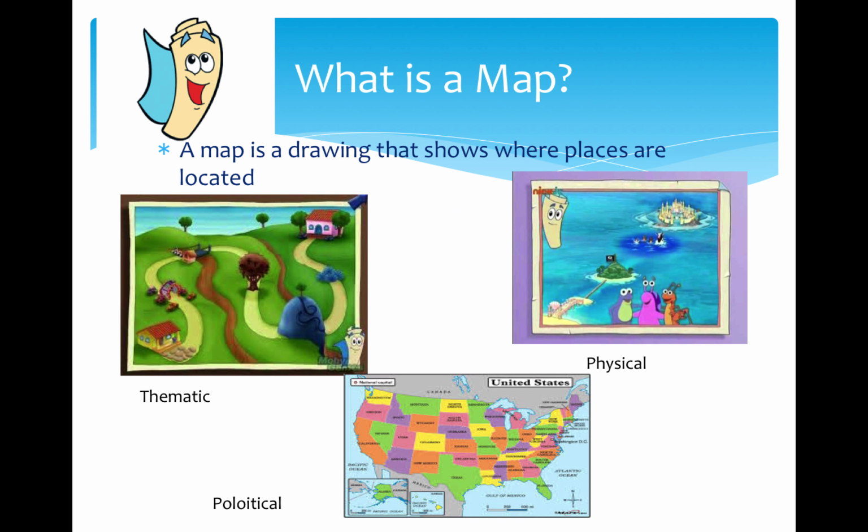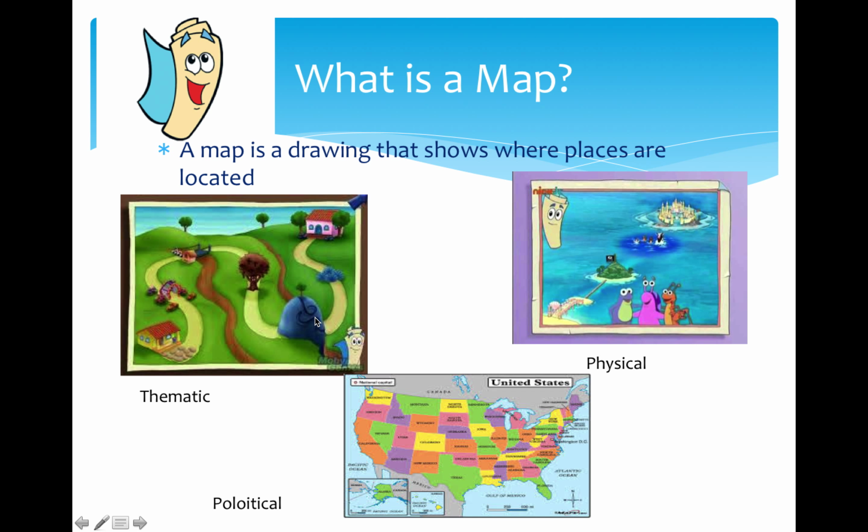So to begin, let's define what a map is. A map is a drawing that shows where places are located. There is not only one map or one type of map, but three types of maps. The first map that we're going to talk about is a thematic map.